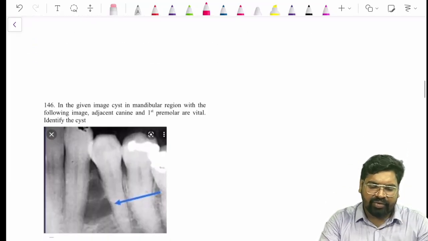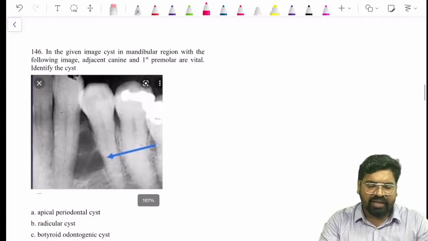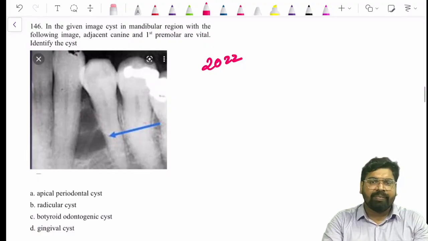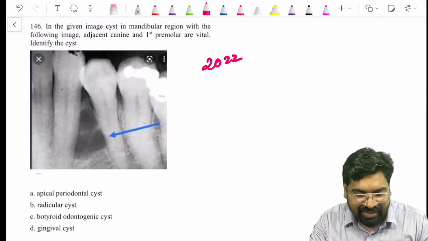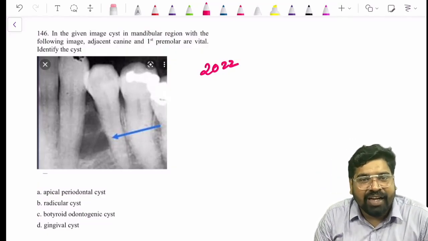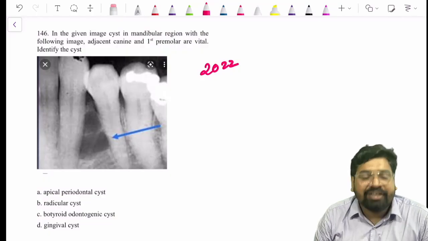Now let's see the next question. This is a NEET 2022 paper. If you answer this, I say that your preparation is very much on the right track, if you answer this question.